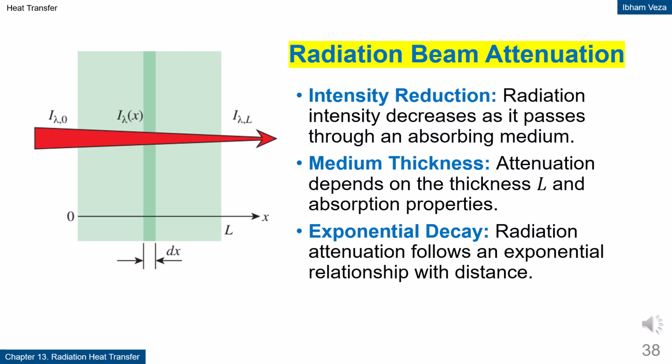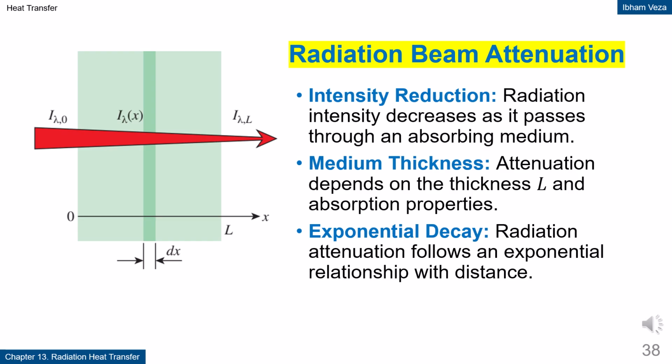Radiation beam attenuation. When radiation passes through an absorbing medium, its intensity decreases. This reduction depends on the thickness of the medium and its absorption properties. Mathematically, this attenuation follows an exponential relationship with distance. The thicker the medium, the smaller the remaining intensity.